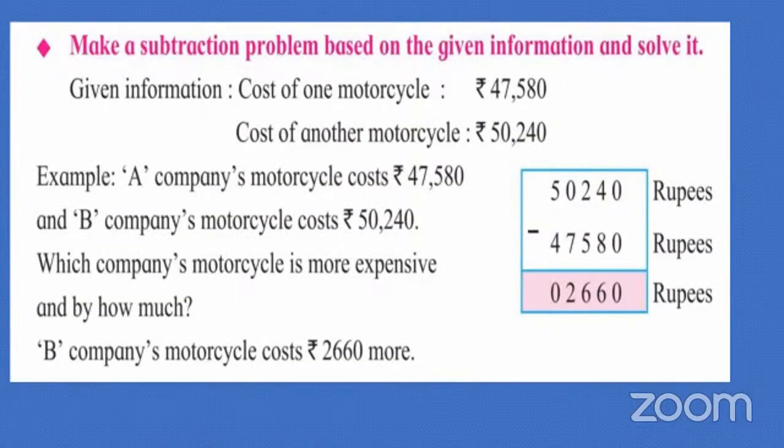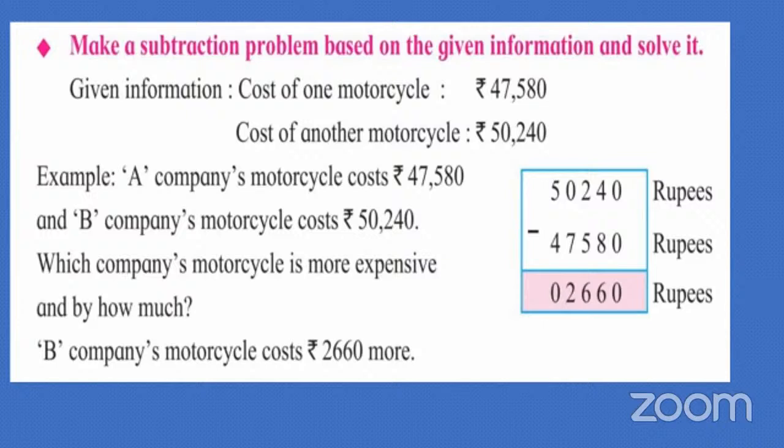What is that subtopic? Make a subtraction problem based on the given information and solve it. Now we have to make subtraction problems on the given information and solve them. Okay. See, what information is given here? We'll read that given information. Cost of motorcycle is rupees 47,580. Cost of another motorcycle is rupees 50,240.